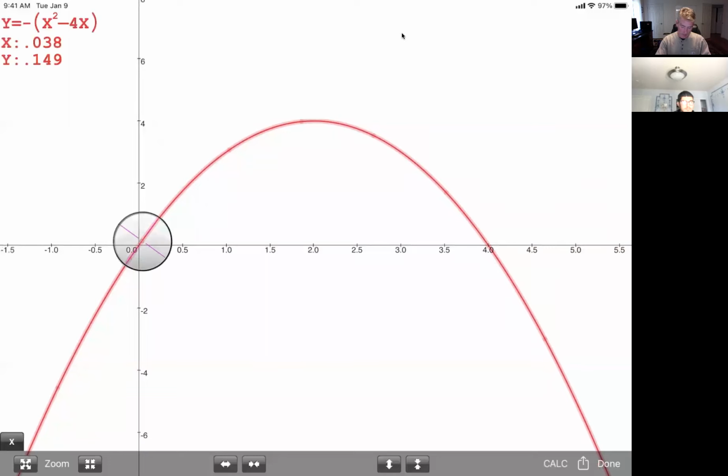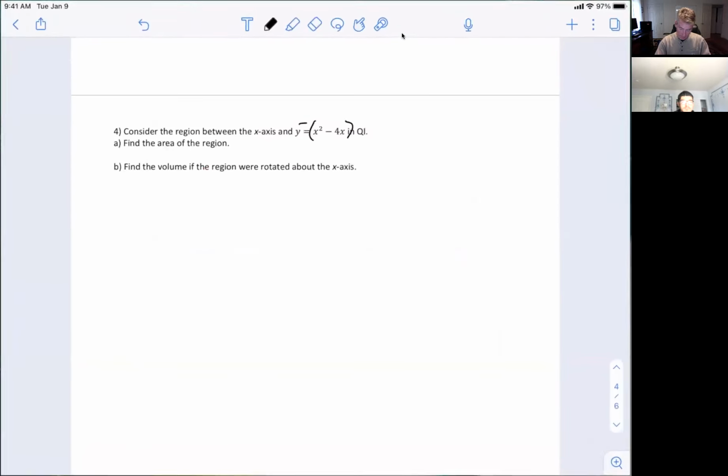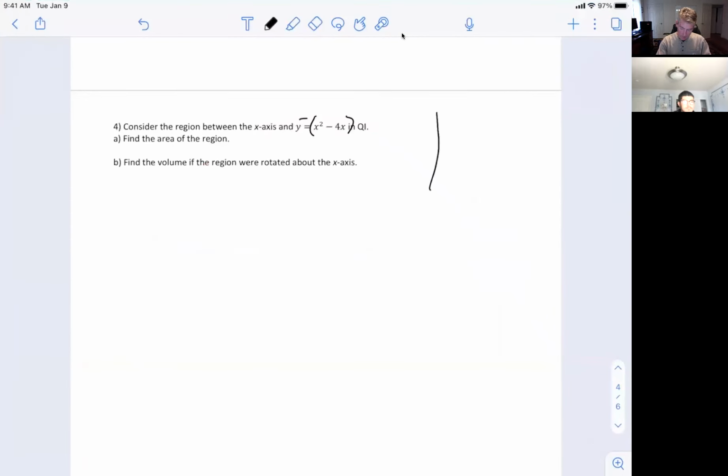So it crosses the x-axis at 0 and at 4. Okay, so once I have that negative there, then it goes like this. 0 and 4. And then find this area. So that means it's the integral from 0 to 4. And then all I have to do is integrate the function. So integrate negative of x squared minus 4x.